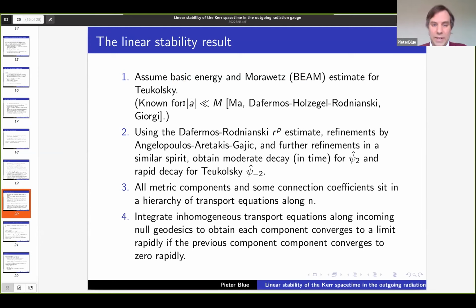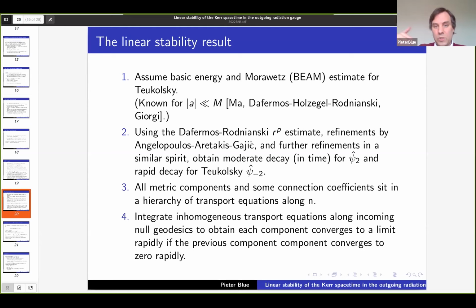But were someone to extend the range of a for which it was shown, our linear stability result would just carry through automatically. So in the Dafermos-Holzegel-Rodnianski result, they got t^-2 decay for, let's say, energy type quantities using the Dafermos-Rodnianski r^p estimate. There are refinements of that method developed by Angelopoulos, Aretakis, and Gajic that allow you to push that to more rapid pointwise decay. And that was developed for the wave equation.